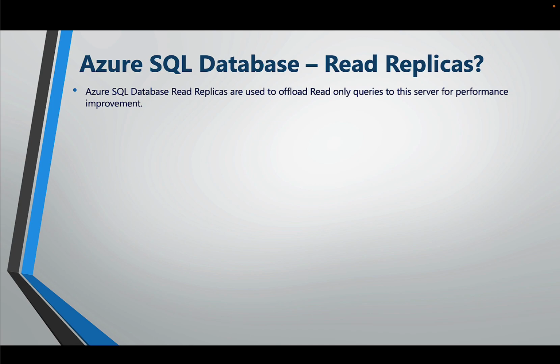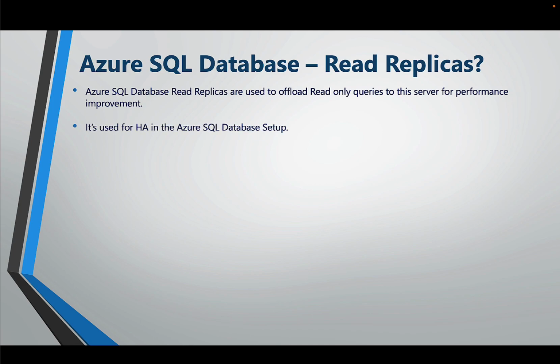So it means if I want to read some data from the primary database, I don't have to put pressure on the main server. Rather, I can create a read replica where I could offload all the read-only queries, primarily used for the reporting requirements. That's what I could do.